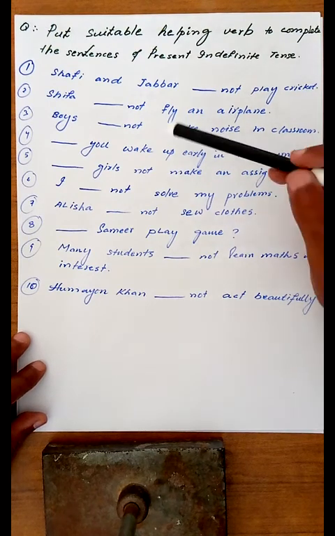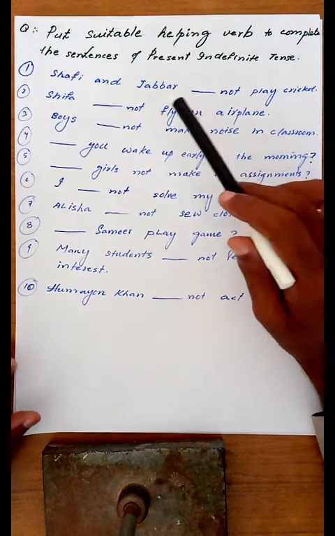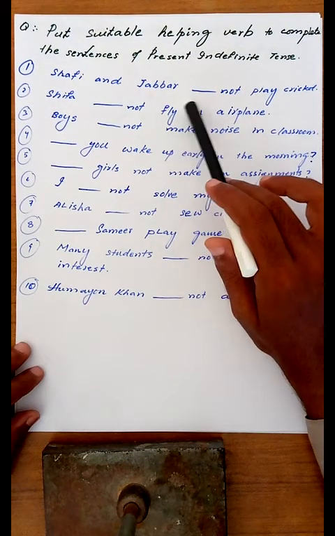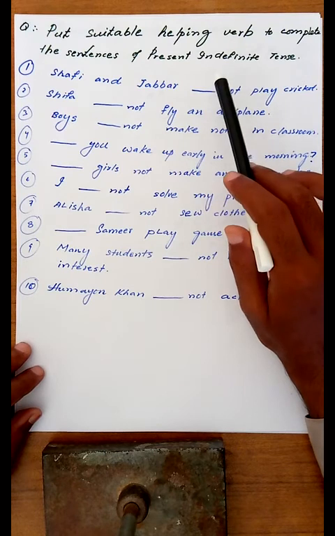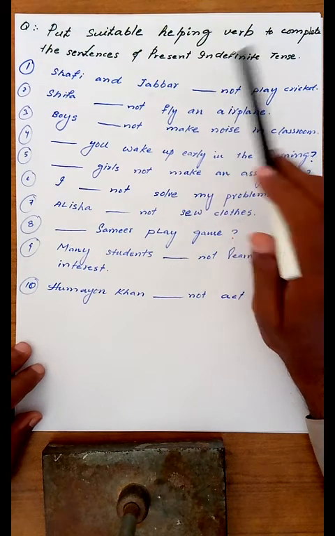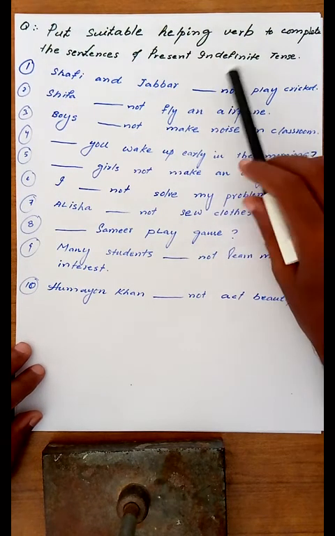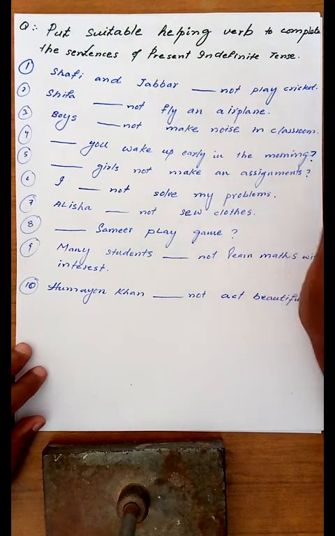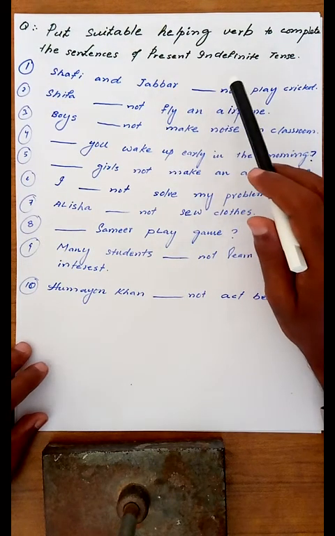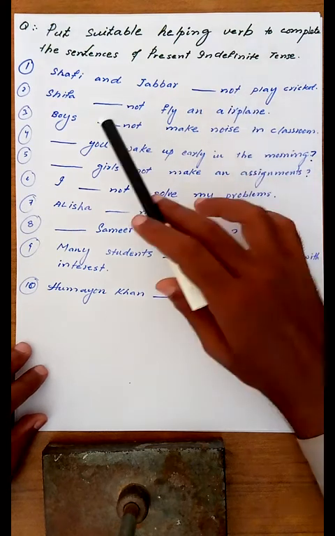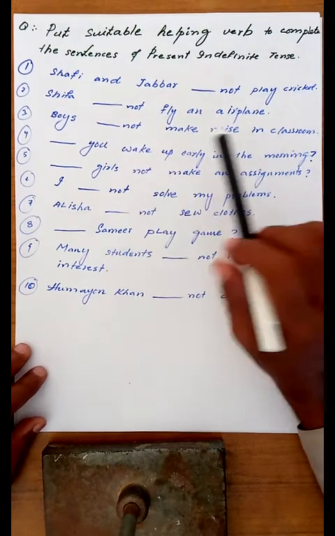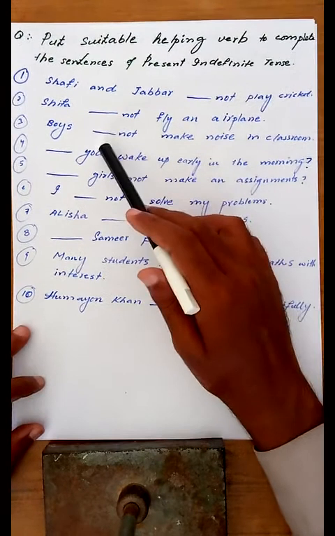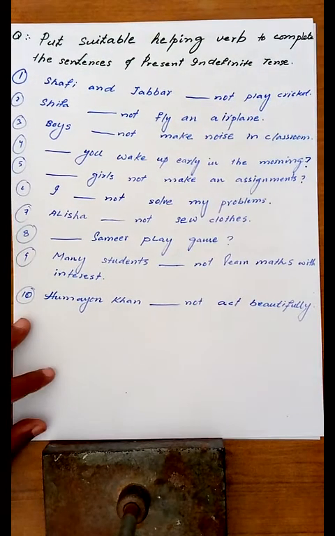cricket. Now you have to focus on the structure or formation of the sentence. Then you have to complete the sentence by filling or putting correct or suitable helping verb. If you find it suitable do, then put do. If you find suitable word does, then put does. Number 2, Shifa dash not fly an airplane. If you use do in the sentence or does, it will depend upon you.